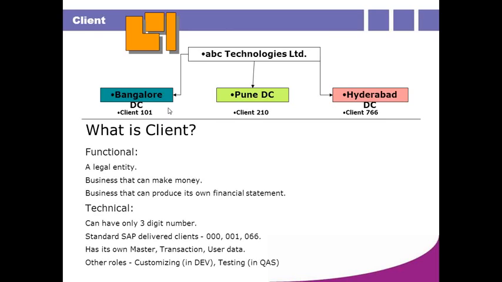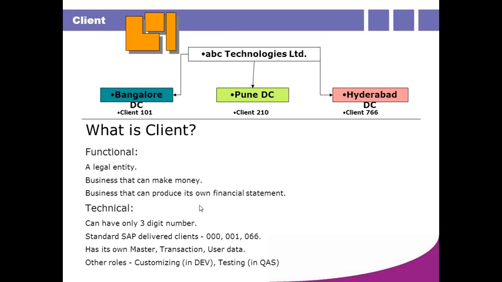By default, we will get three clients with the SAP installation. That is 000, 001, 066. Any product you install, you will get these default 3 clients. You are installing SAP means you are getting these 3 clients. Client is a 3-digit number, which is having the number range from 000 to 999.